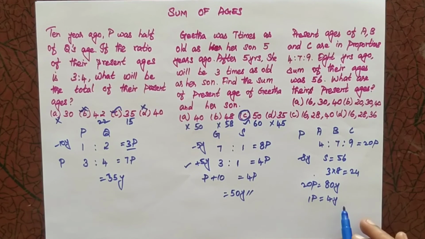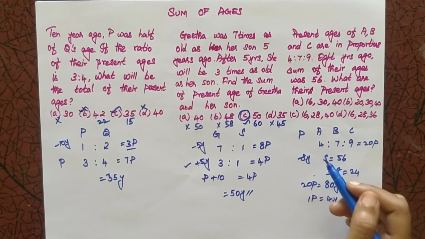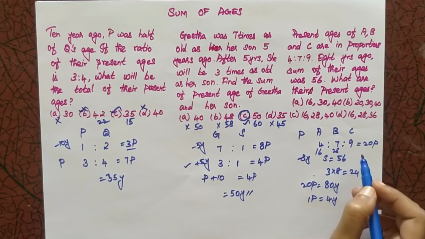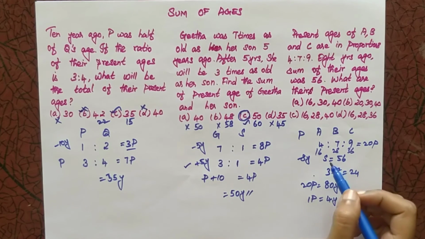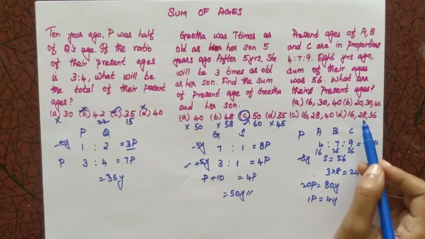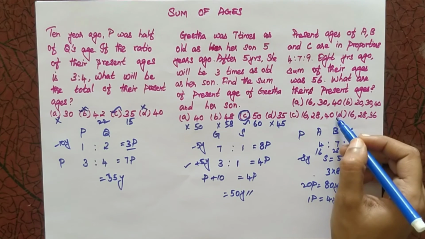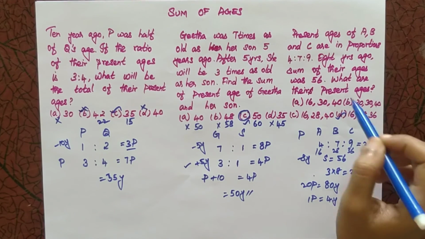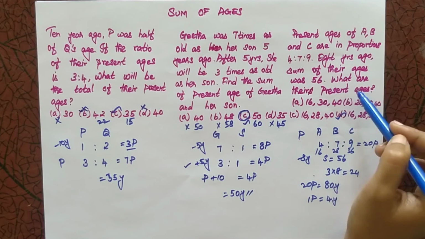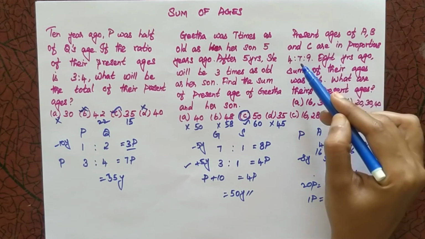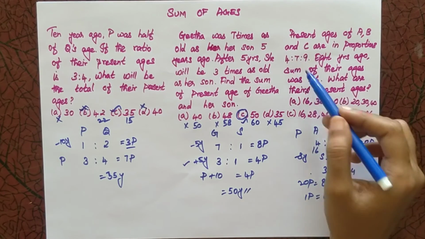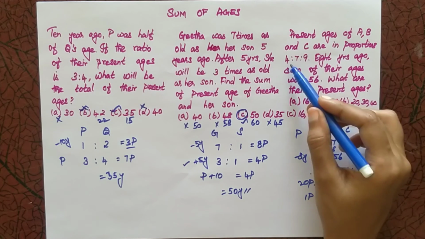So 1 part is 4 years. Now we can find 4 parts is 4 into 4, 16. 7 into 4, it is 28, and 9 into 4, it is 36. So their present age is 16, 28, 36 is the right answer. But without solving all these steps, we can just find it by seeing the options and ratio. Here they are asking the present ages and they have given the ratio 4 is to 7 is to 9. So now we can check which option has the divisibility of all these 3 numbers.